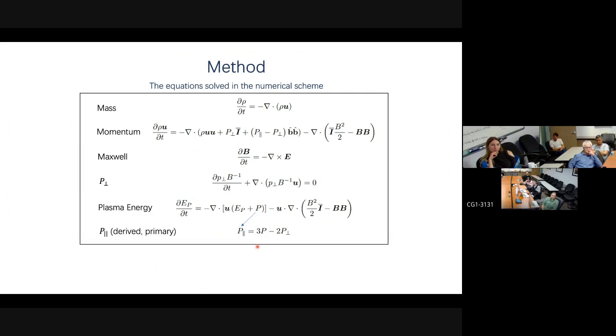So we choose to solve this set of equations. We solve the mass equation, momentum equation, and the Maxwell equations. We also solve the perpendicular pressure equation and the plasma energy equation to get the average pressure. And then the parallel pressure is calculated by using the average pressure and the perpendicular pressure. We can also solve the equations the other way. So we derive the equation to solve the parallel pressure, and it can provide a good check.